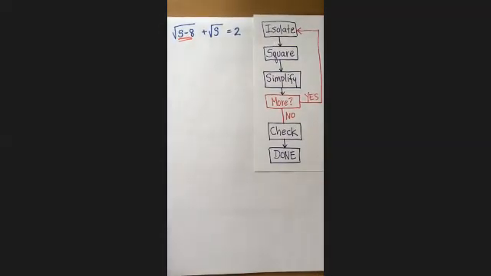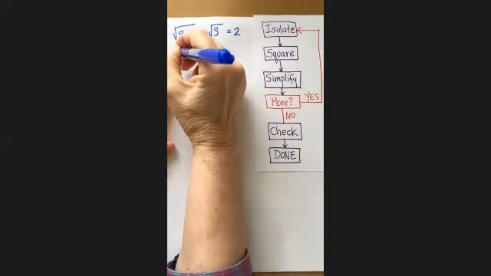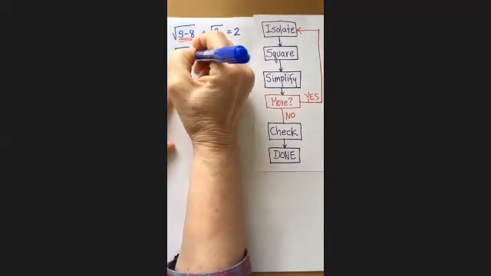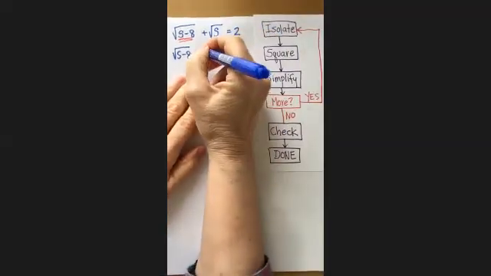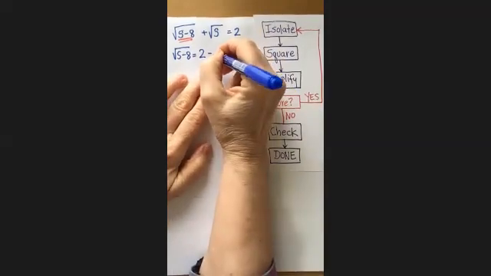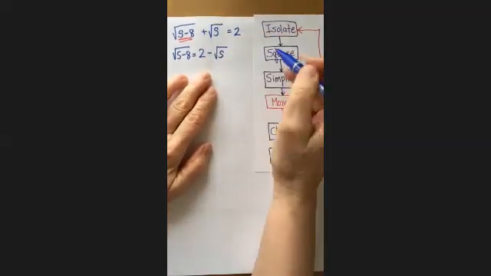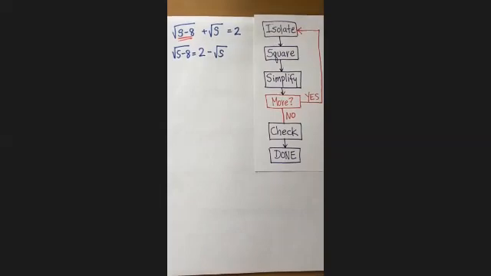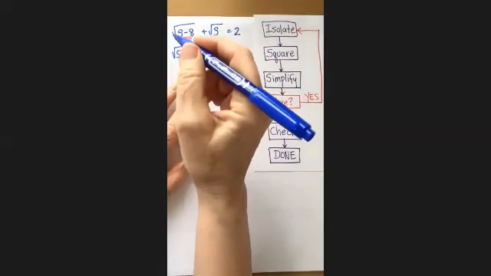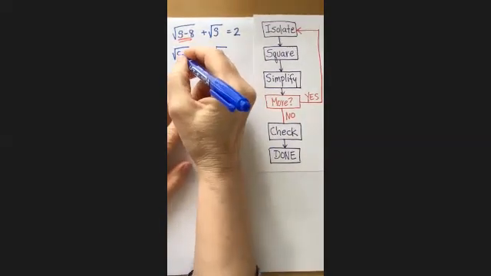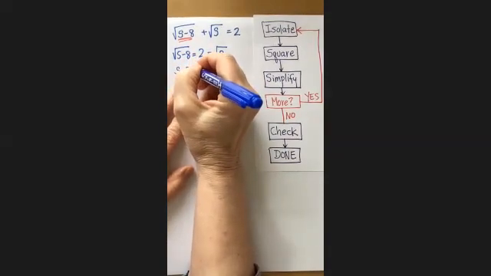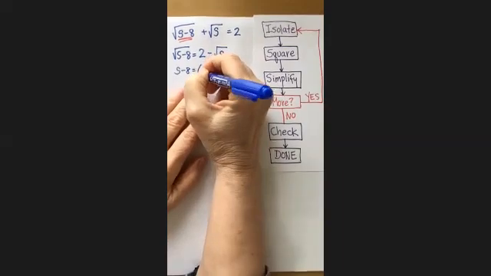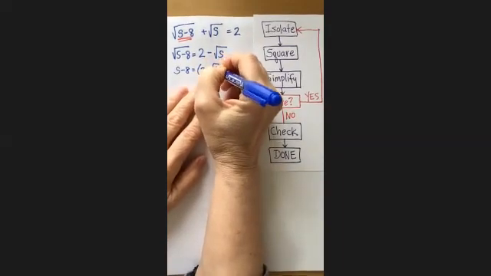And so what we're going to end up with is the square root of s minus 8 equals, I'm going to subtract the square root of s from both sides. And there we go. We've isolated it. Now it's time to square both sides. So when we square this side, we're just going to end up with s minus 8. When we square this side, we're going to end up with 2 minus the square root of s, squared.